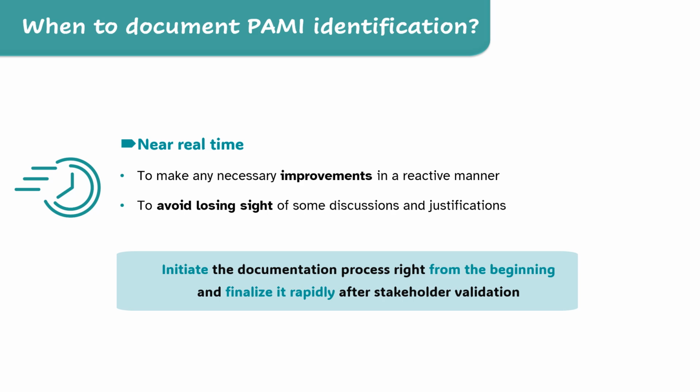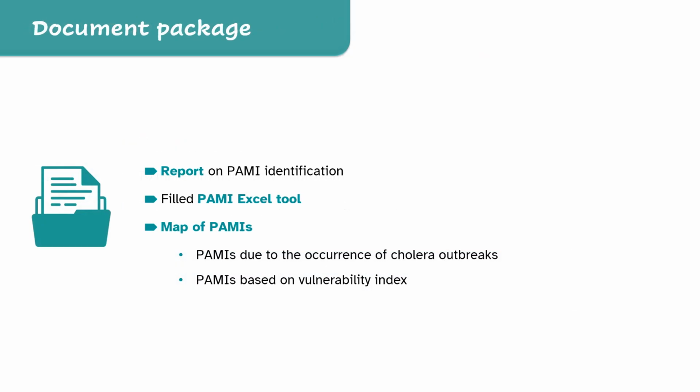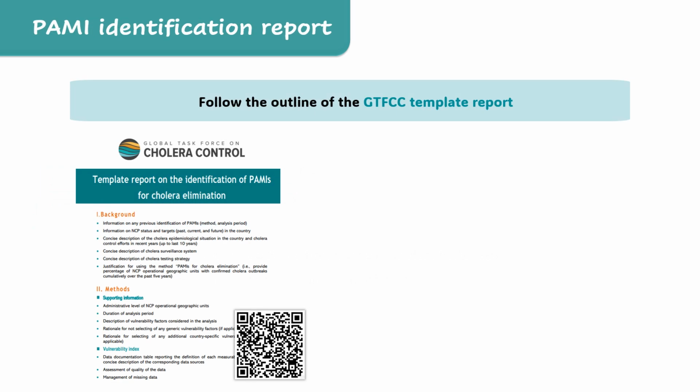The documentation on PAMI identification should include at a minimum a report on PAMI identification, the filled PAMI Excel tool, a map showing PAMI due to the occurrence of cholera outbreaks in recent years, and PAMI based on the vulnerability index. To prepare a comprehensive report on PAMI identification, we encourage you to follow the outline of the GTFCC template report. You can access this template by scanning this QR code.